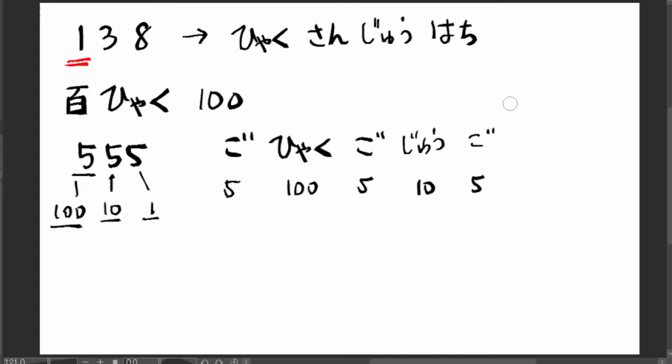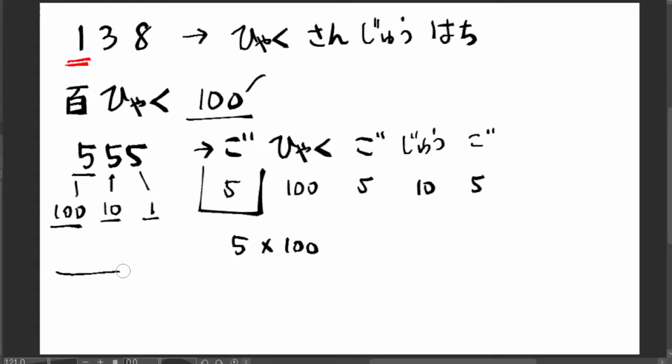Okay, so if the number doesn't start with 1, like 400, you have to say the number. But if it starts with 1, you don't say ichi hyaku. You just say hyaku, and it is understandable that it is only 100, one of 100. But if it's 5 of 100, you can think of it as 5 times 100, so you have to say 5.